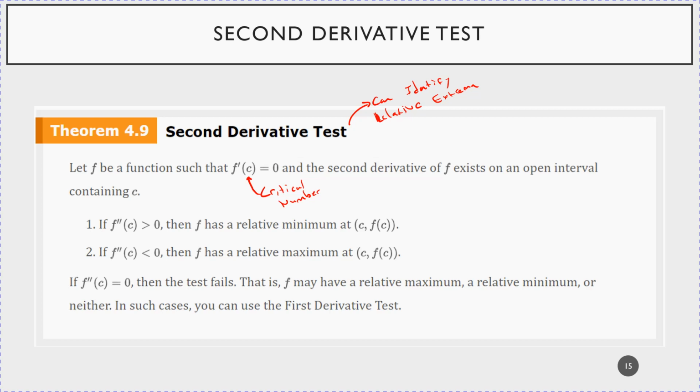And if f double prime of c is less than 0, then f has a relative max at c comma f of c. Now, if f double prime of c equals 0, then the test fails. It's inconclusive. That is, f may have a relative max, a relative min, or neither. In such a case, you're just going to use the first derivative test. These two options are the most important, so we're going to use these to apply the second derivative test to find relative extrema. I'm going to work through 3 examples on the coming slides, and I'll keep jumping back to this so we have it handy.